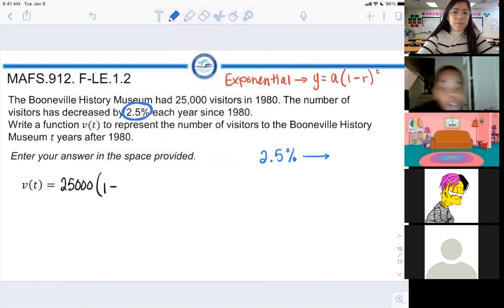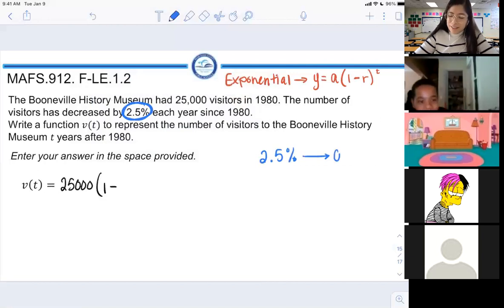2.5 is a decimal. 0.25, not 1.25, 0.25. Or 0.00000. There we go. How many zeros? 10,000. Just these, okay?